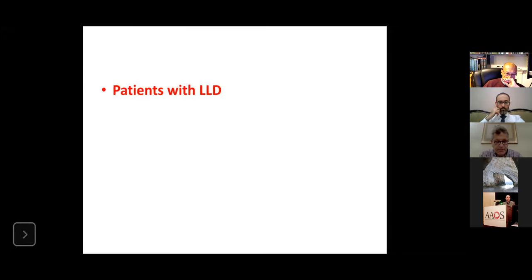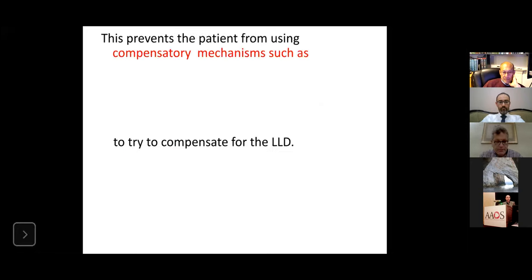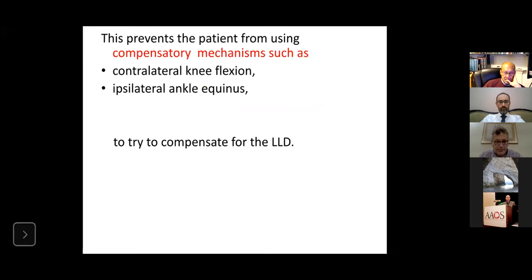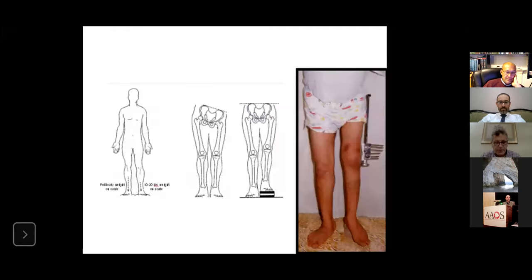Don't forget that patients with limb length discrepancy have some compensatory mechanism that can affect this alignment. These patients have contralateral knee flexion, ipsilateral ankle equinus, pelvic tilt, and sometimes scoliosis. They try to compensate for limb length difference this way. This should be eliminated as it can alter the alignment and subsequently the orientation. Simply, we can lift the short limb with wooden blocks according to the missed height.